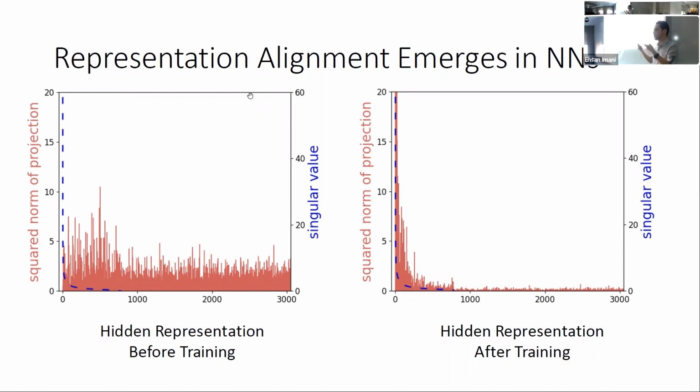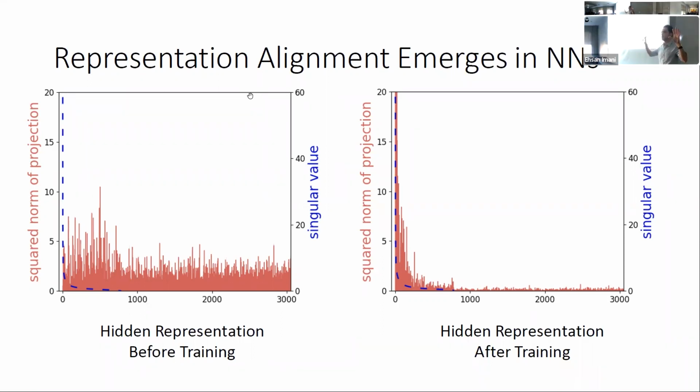But if you train this neural network on these shuffled labels, and after training, when the loss has reduced, your training loss has reduced to a very large number, you extract that representation from that trained neural network, and plot the same plot with that representation and the labels that you used for training, you get the plot on the right.